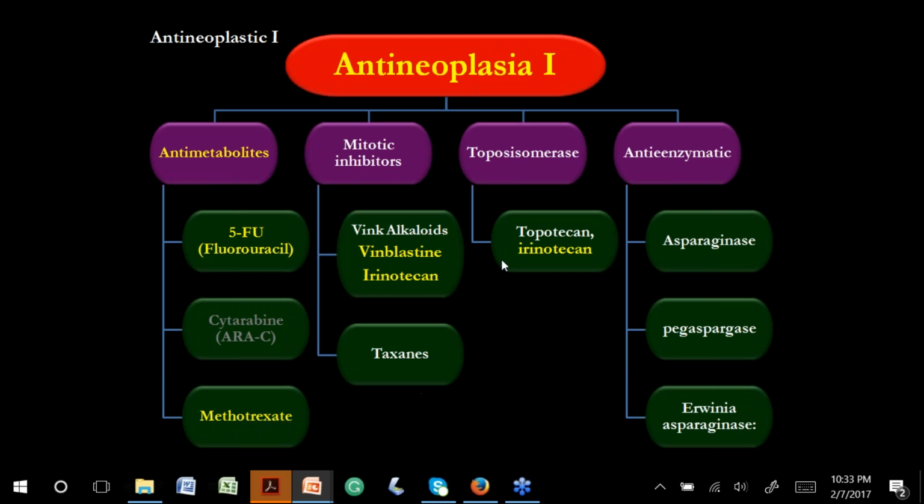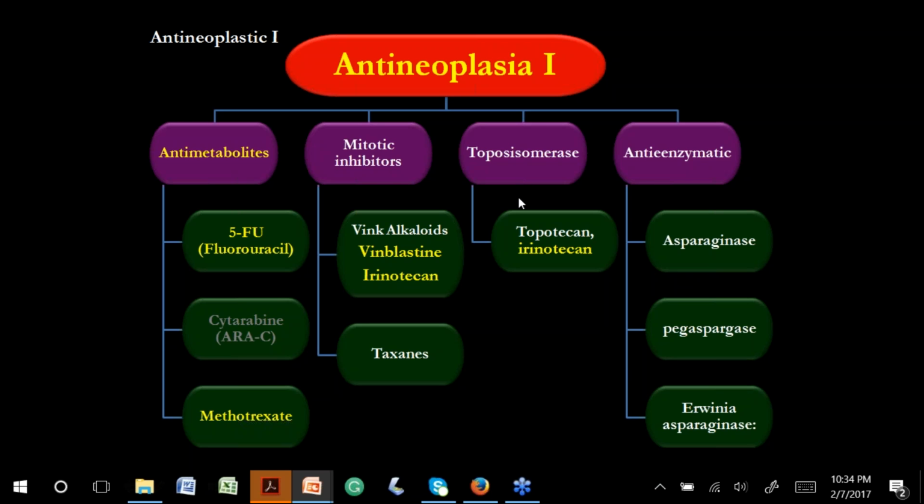All right, so these are the three groups that we are going to talk about, and here we have the antimetabolites, the mitotic inhibitors, the topoisomerase inhibitors, and the antienzymatic. If you can write down, it's very simple. Antimetabolite is folic acid. It's going to inhibit the folic acid. Mitotic inhibitors are going to stop the mitosis. So we are talking about the cancer cells.